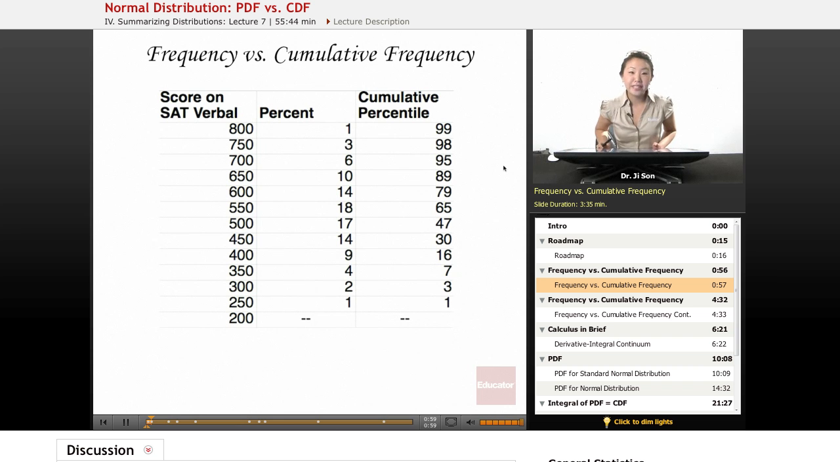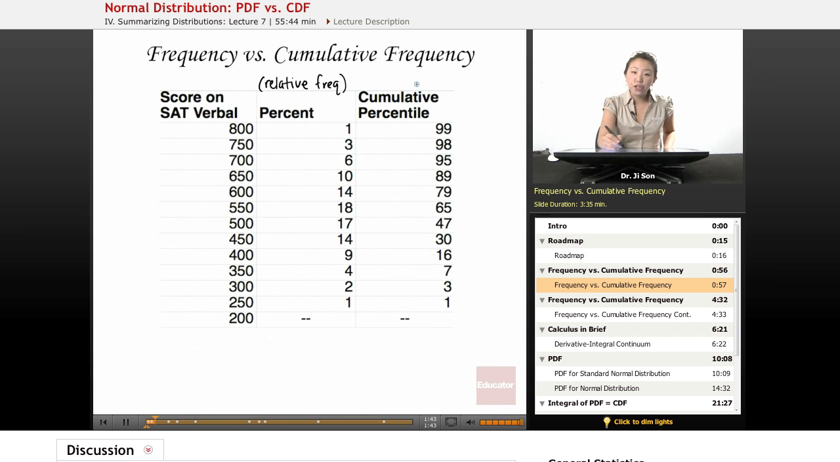All right, let's talk about frequency versus cumulative frequency. So far what we've been doing is we have some sort of variable, such as a score on the SAT verbal, and we have all these values that that variable can potentially hold. And we've been talking about what percentage of our sample or population have achieved that score. So 1% score 800, 3% score 750, right? And so that's what we've been talking about so far. Now here, when I write percentage, I'm really talking about relative frequency. But it's largely the same thing as frequency, so not a big deal.